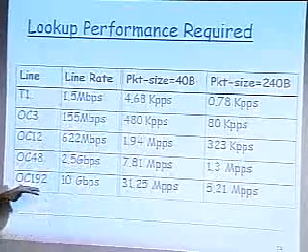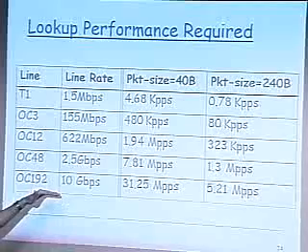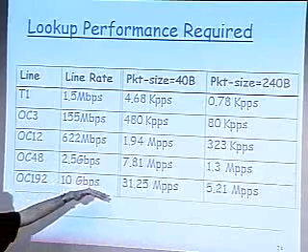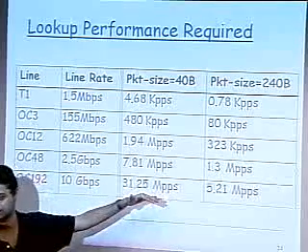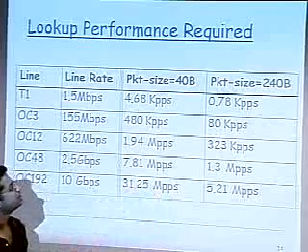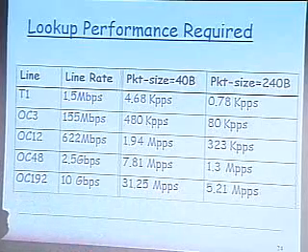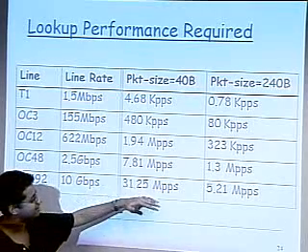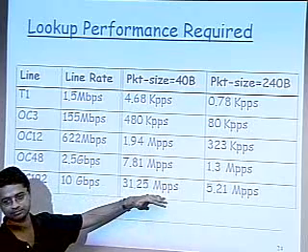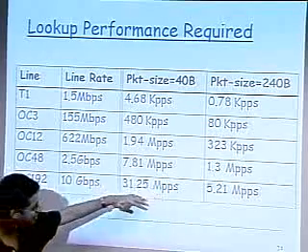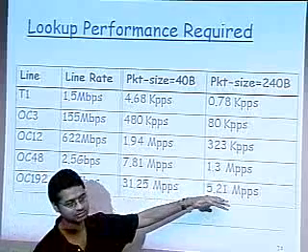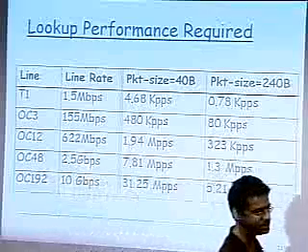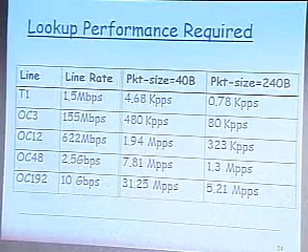So for an OC192 link, which is 10 gigabits per second, if you have packet sizes which are 40 bytes, they are ACK packets, then the worst case number of packets that you have to process per second becomes 31.25 million packets per second. If you have larger packet sizes, then you have to process a smaller number of packets per second, but 5 million packets per second is still a lot of processing.